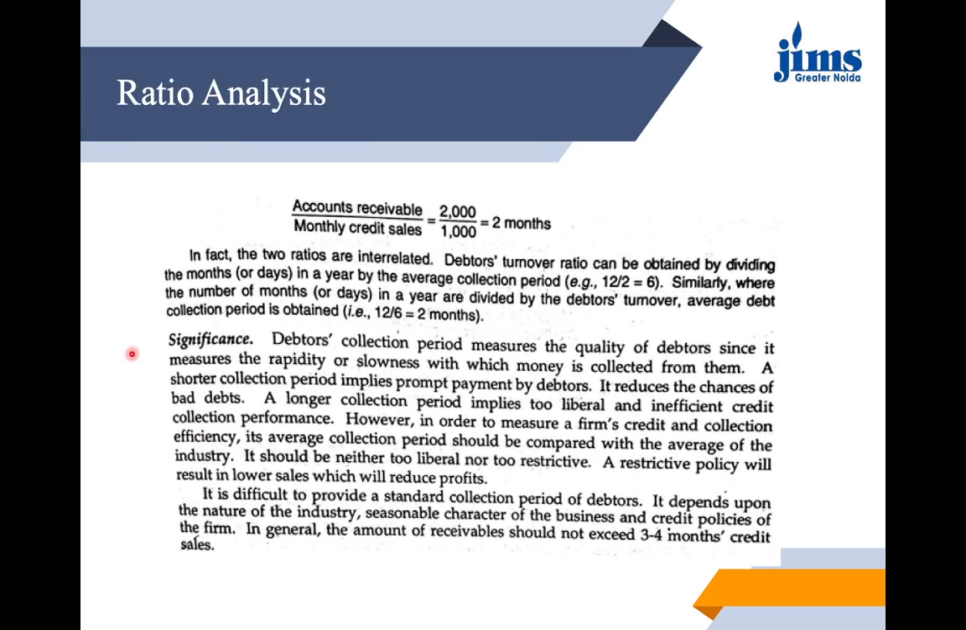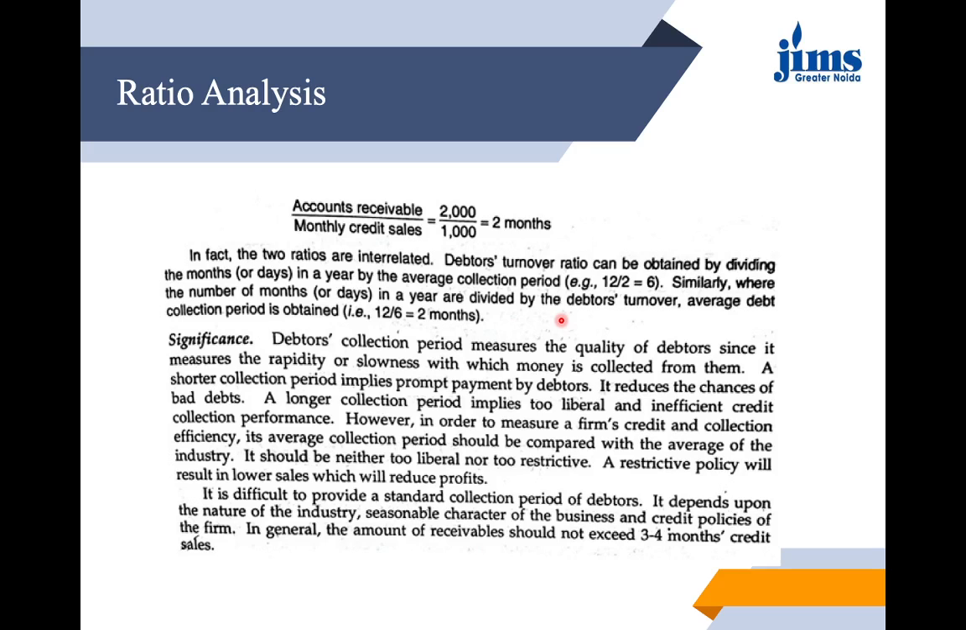Now the significance of this particular ratio: it is even calculated here with the third method. Again it is coming out as 2 months. So you can see that the ratios are interrelated, because debtors turnover ratio can be obtained by dividing the months or days in a year by the average collection period. Similarly, where the number of months or days in a year is divided by the debtors turnover, the average collection period is obtained easily.